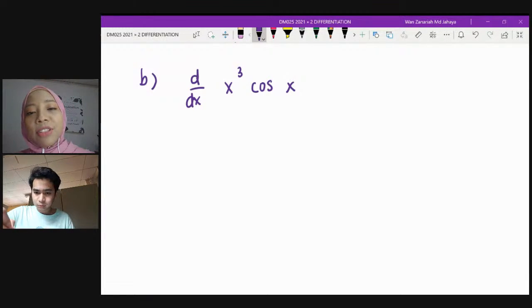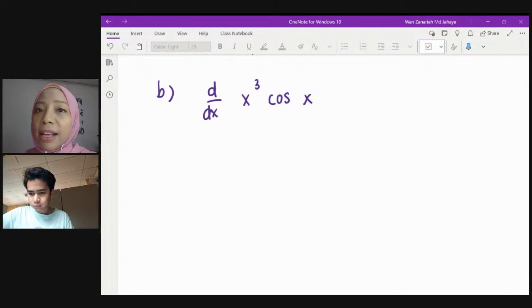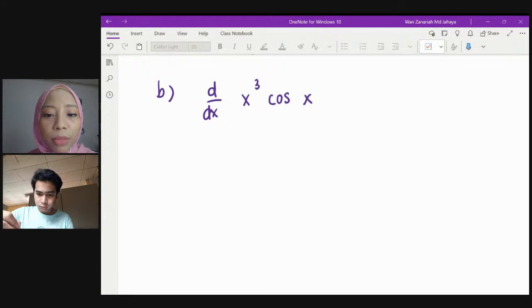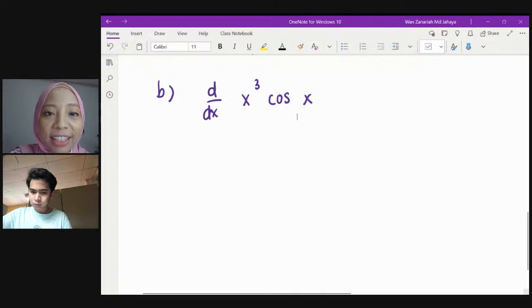X cubed cos x. If just now we were dealing with sine x, now we are dealing with cos x. I guarantee that when you are participating in this lecture, tutorial, whatever you want to call it, you have pen and paper with you. Otherwise, you won't get the most benefit out of it. Of course, you learn math by doing, not by watching. You must try. Okay, whoever has got the answer can display it in the comment.